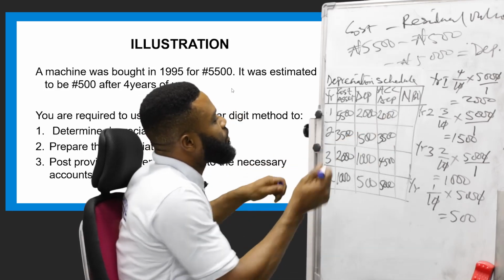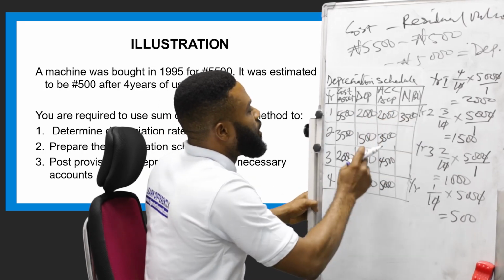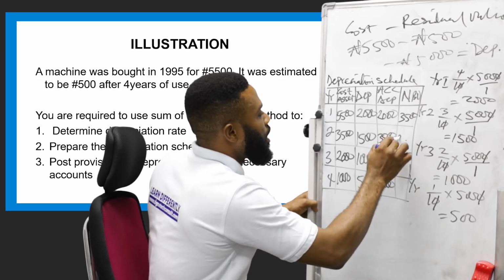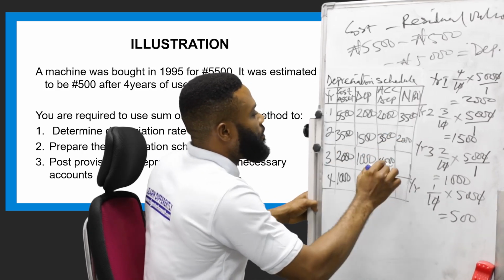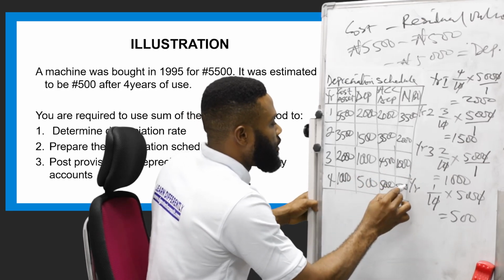So now let's quickly look at it. The net book value, subtract here from here, you have 3,500. Subtract here from here, you have 2,000. Subtract here from here, you have 1,000. Subtract here from here, you have 500.